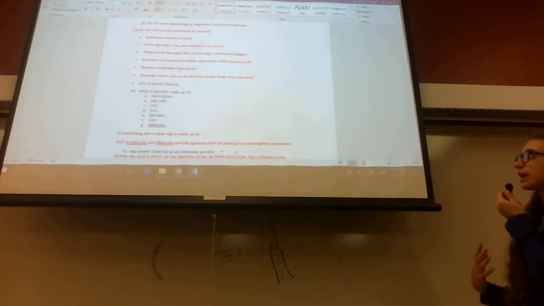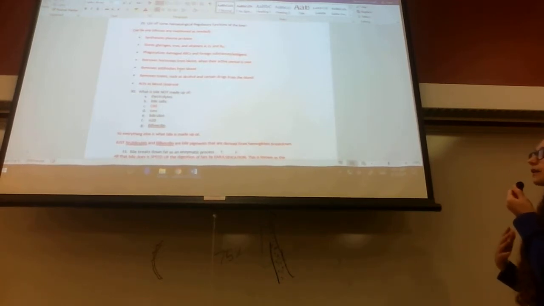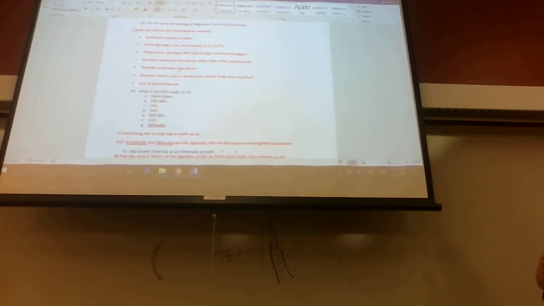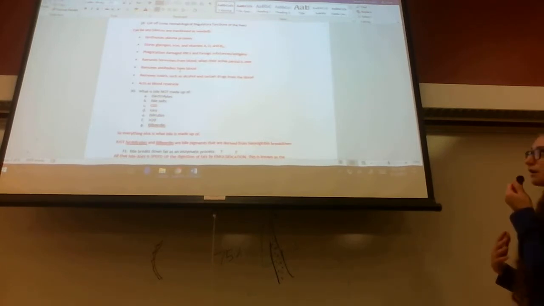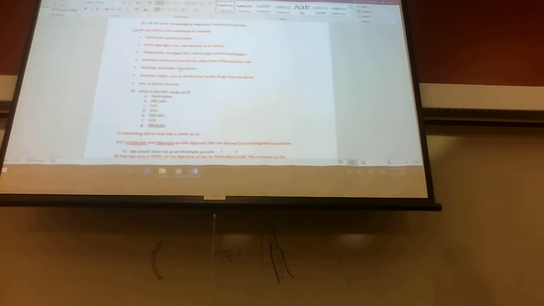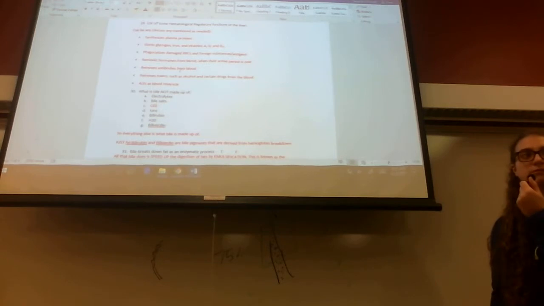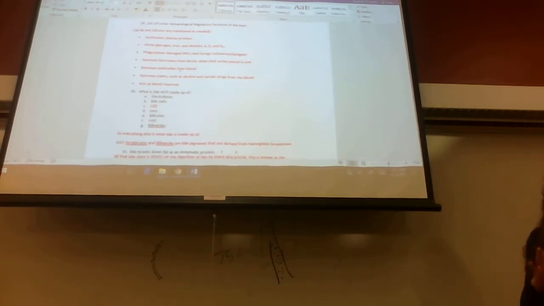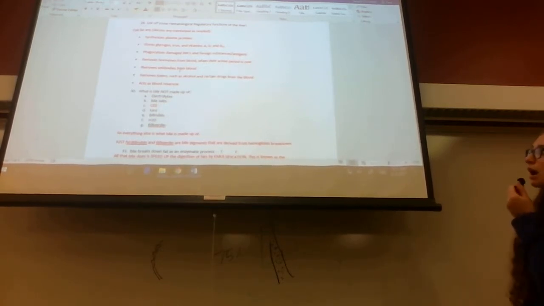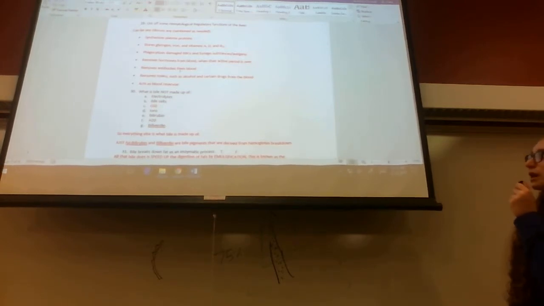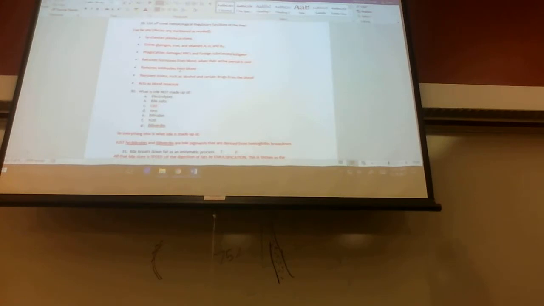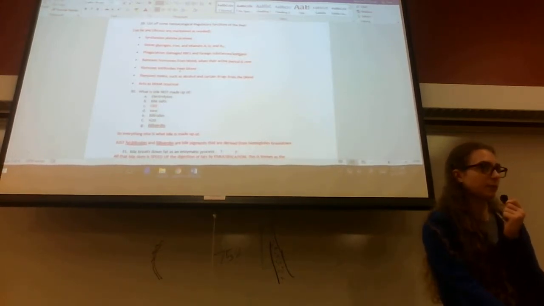Hematologic has to do with your blood again. The liver stores glycogen, iron, and vitamins A, D, and B12. Your liver phagocytizes damaged red blood cells, foreign substances, and antigens. So your liver kind of eats away at bacteria sometimes if it gets that far. It removes antibodies from the blood. It removes toxins such as alcohol and certain drugs from the blood, and it acts as a blood reservoir. So the liver is very important.